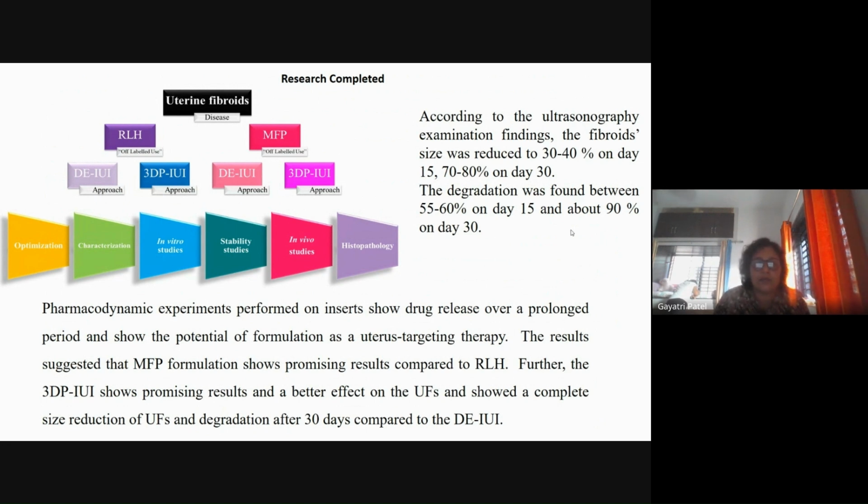Now we have even completed a pharmacodynamic experiment in rabbits, and we surprisingly found that this 3D printed object is highly promising in the treatment of uterine fibroids as compared to the marketed one. It reduced the complete fibroids of the same size and dimensions within 30 days, right? So it has great potential, and this work was all carried out with the guidance of Dr. Jignesh Patel, gynecologist at Surat. Because of his involvement, we are actually bringing this into the commercial domain, because we considered the in vivo aspects of these particular patients also.